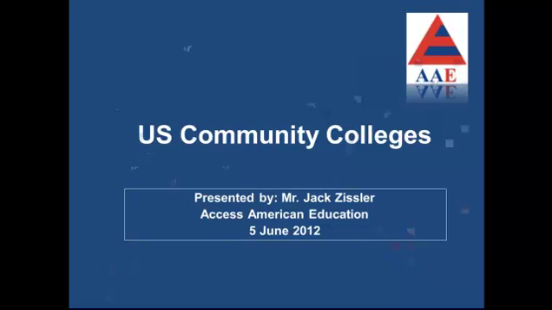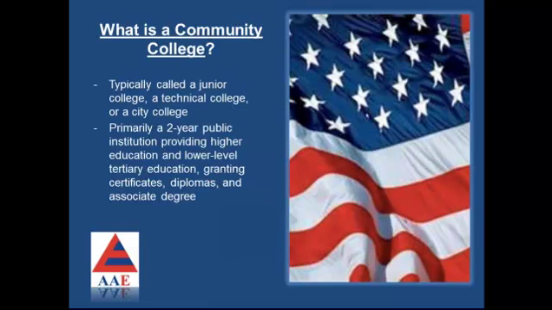Okay, let's keep it there. Hopefully you can see this. So first of all, what is a community college? Well, there are several different names for community colleges. One is a junior college, another one is technical college or city college. These are all similar terms for what a community college is. And that really is a two-year public institution which provides a variety of education and grants certificates, diplomas, and a degree. The degree you get in a community college is called an AA, or associate's degree. So a community college is how many years? Two.